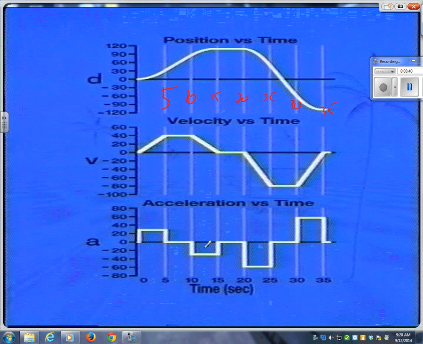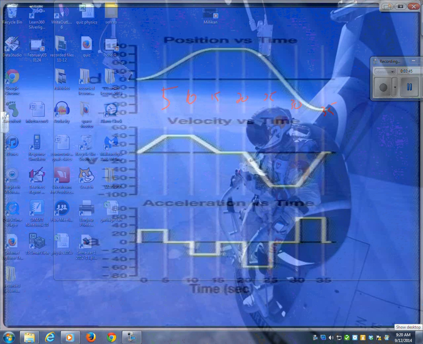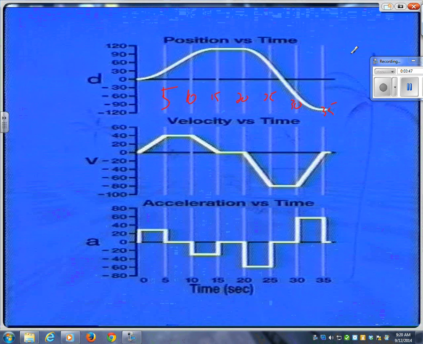Here it's slowing down. But in this region here, it's what? Speeding up backwards. So you can't tell just from the acceleration time graph. The acceleration time graph does not tell you everything.